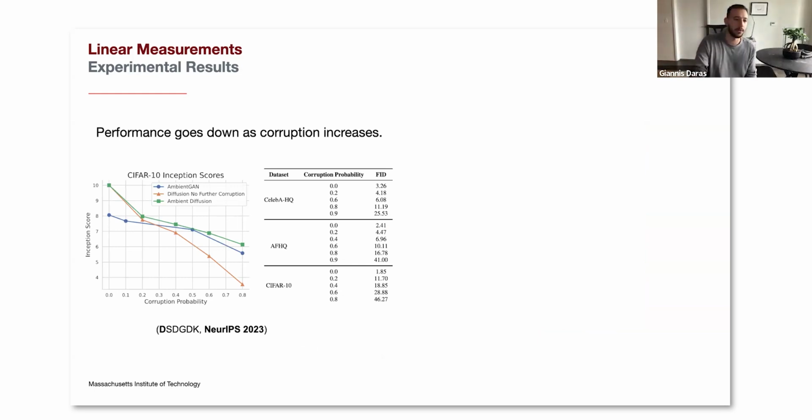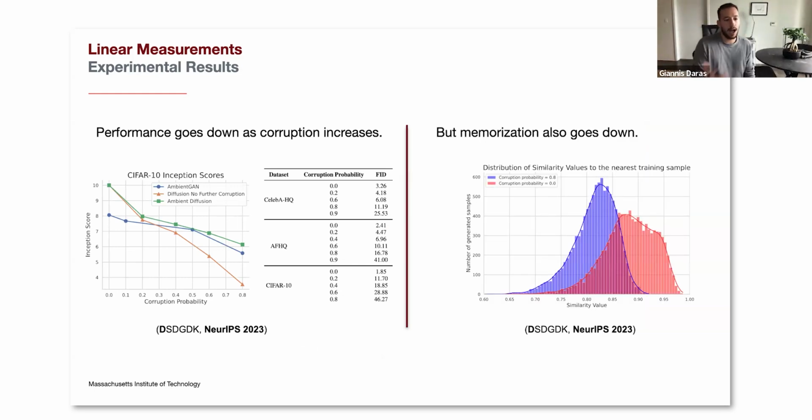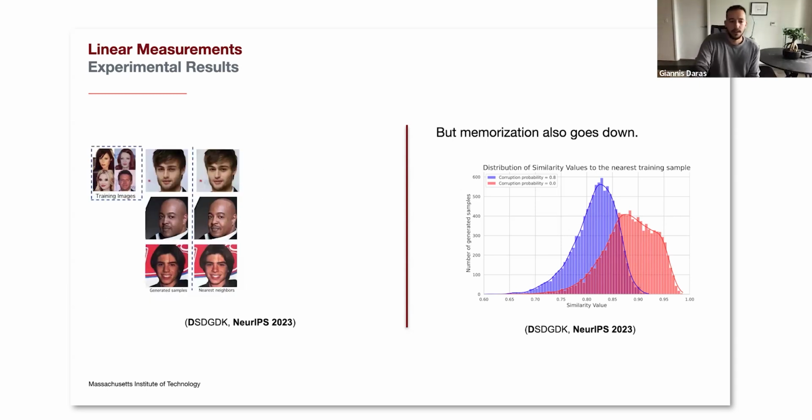Again, same thing as before. When you only train with corruption, your performance gets worse and worse, but your memorization goes down. Now, if you have a bunch of clean data points, then you can use them, get around this issue of performance going down, and get the best of both worlds. So that's kind of it.